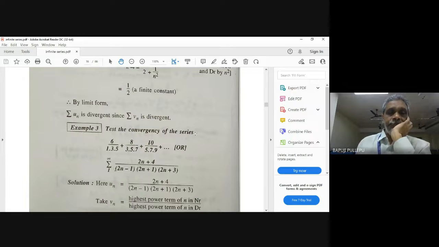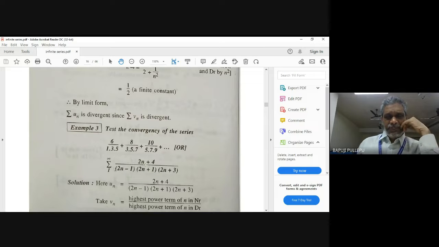Now we can test the convergence of the series 6, 8, 10. The first term, starting with 6, means I am preparing 2n plus 4, with n equal to 1 giving 2 plus 4. For the odd terms 1, 3, 5 we have 2n minus 1, 2n plus 1, 2n plus 3. It's satisfying. So 2 means automatically 8 you will get.